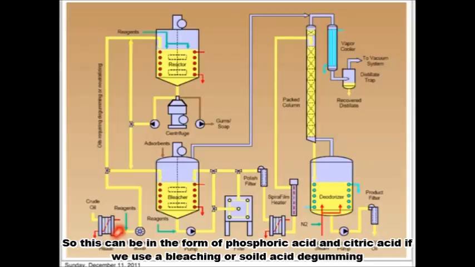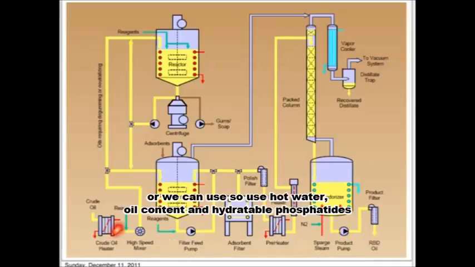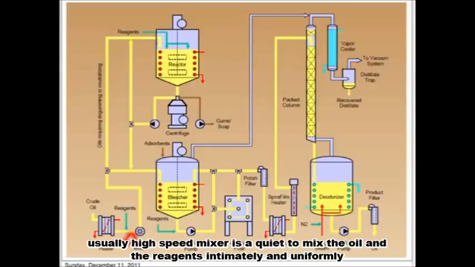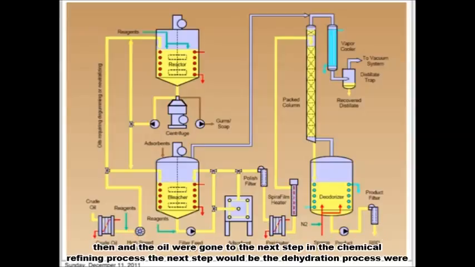If we use acid bleaching or acid degumming, or we can also use hot water if the oil contains hydratable phosphatides. So the gums or the phosphatides will be removed at this stage in the degumming process. Usually a high-speed mixer is required here to mix the oil and the reagents intimately and uniformly. Then the oil will go through the next step.